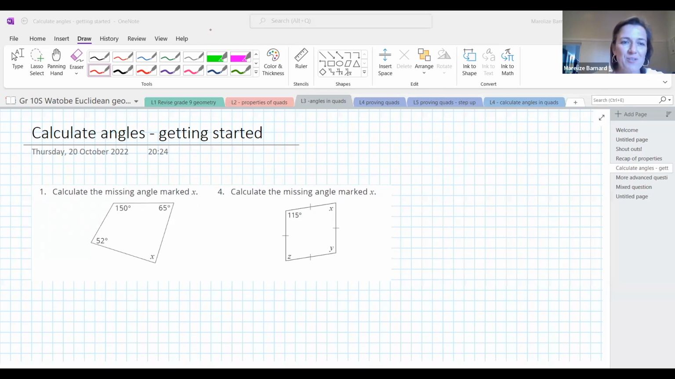Right, let's do the first one. Calculate the missing angle X. Anyone want to venture an answer? Pop it in the chat. Let's see. If you pop an answer in the chat, also give a reason. Remember, geometry is all about reasons.